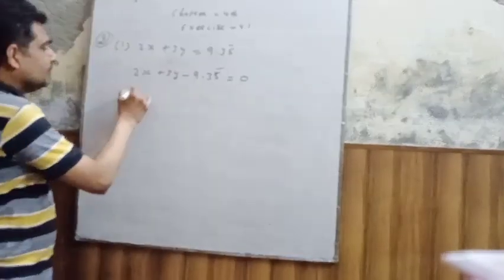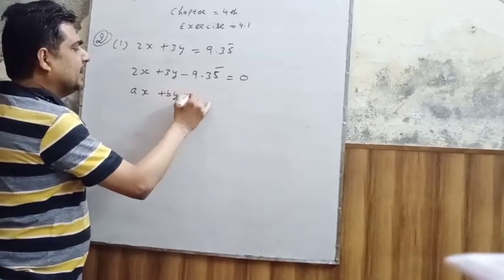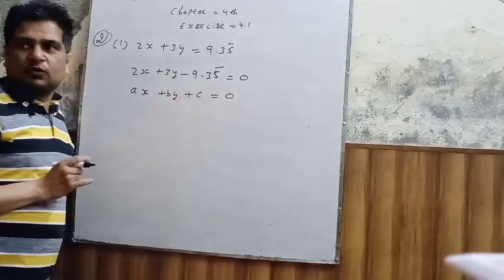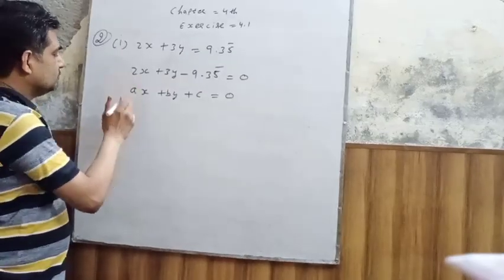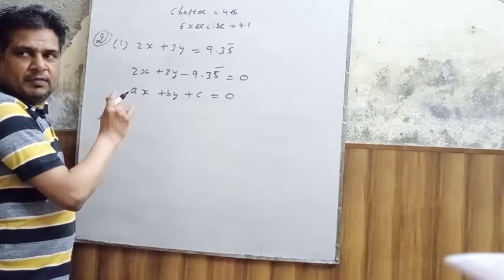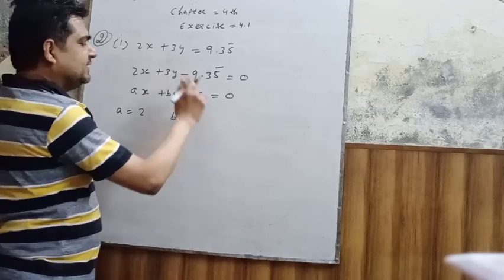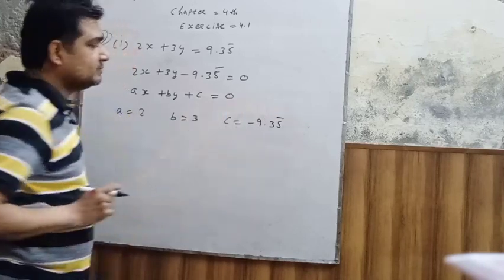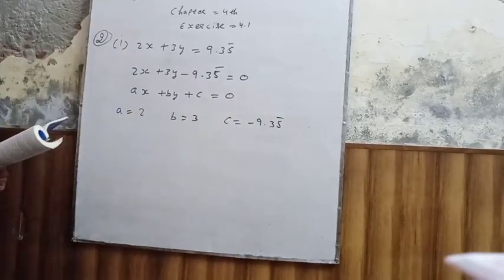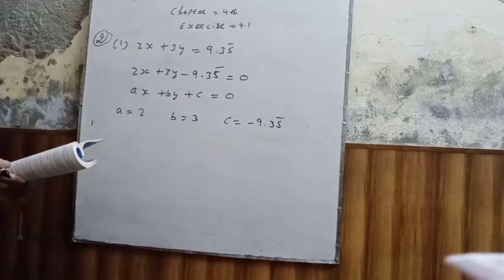Now compare with ax plus by plus c is equal to 0. Now a is 2, b is 3, c is minus 9.35 bar. That is our answer. Now we are doing the sixth sum.